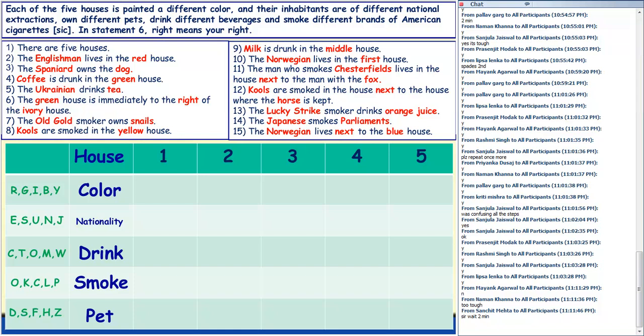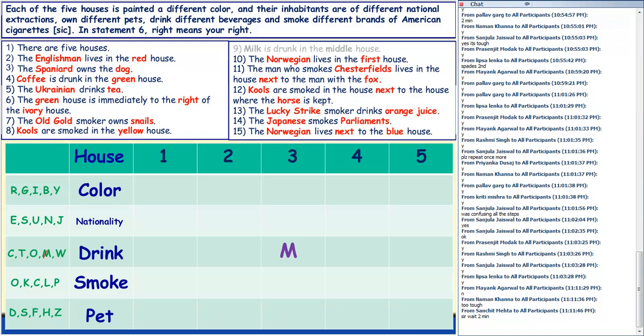Milk is drunk in the middle house. So the first thing which is very, very important is the ninth one: milk is drunk in the middle house. So I will pick the position of this one, milk, in the middle house. Okay, and I'll cancel milk also from the left hand side. I hope that this is clear to you now.